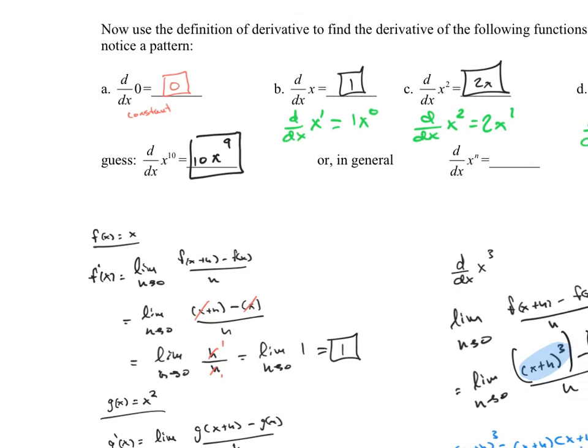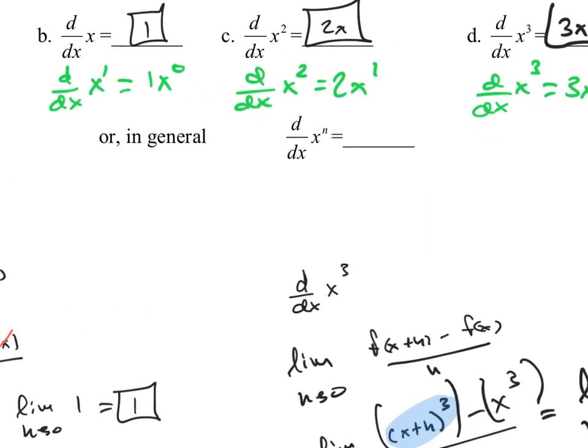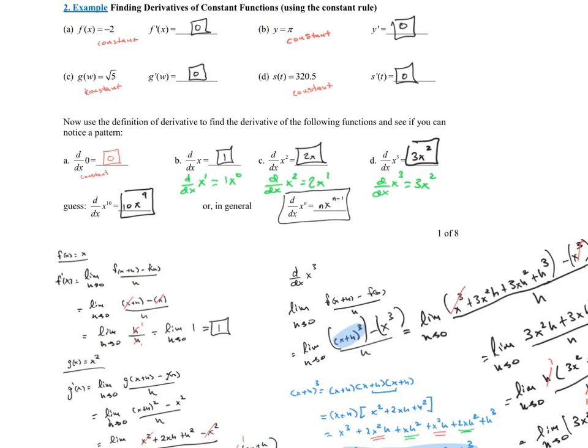And let's look at more in general. Doesn't matter what the power is. What do you do when it's x to the n, where n is any number? You drop the power. You keep x to whatever the power is, minus 1. This is called the power rule. One of, if not the most important rule of differentiation that you are going to use time and time again.